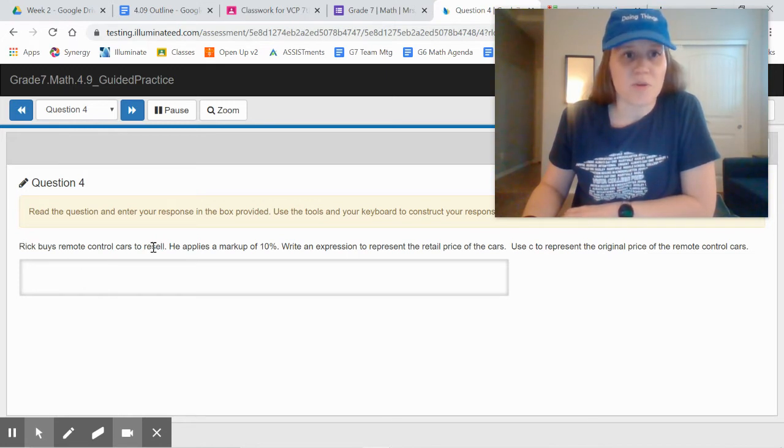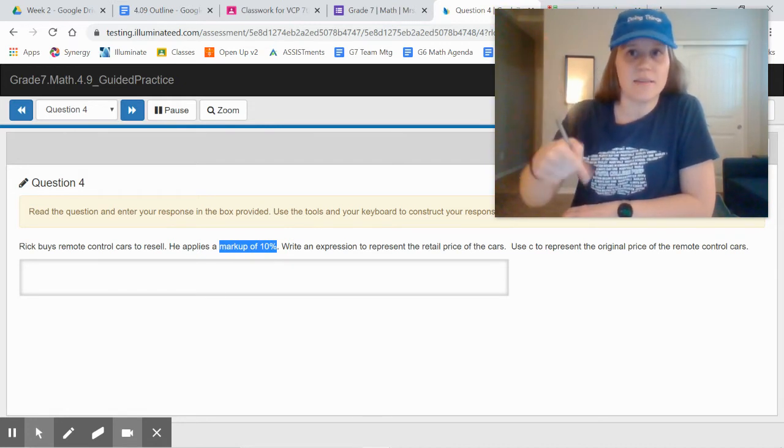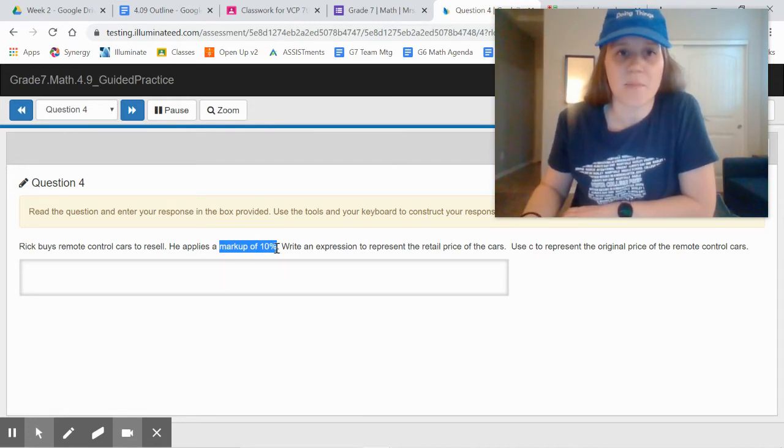Okay, Rick buys remote control cars to resell. He applies a markup. Beautiful. I love that vocabulary. Remember, that means increase the price by 10%. He applies a markup of 10%. Write an expression to represent the retail price of the cars. Retail price is the price he sells it for.